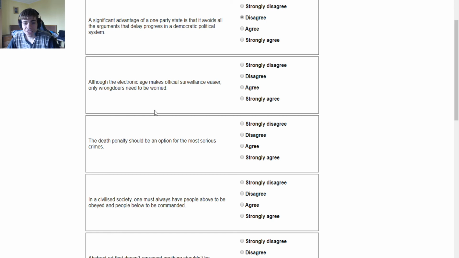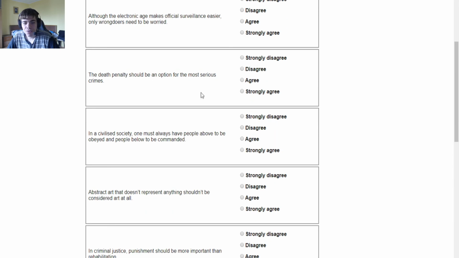The electronic age makes official surveillance easier. Only wrongdoers should be worried. No, we saw how it can be misused quite easily. The death penalty should be an option for more serious crimes. No, I am strongly against the death penalty, and it's been shown many times that there are many problems with it. It doesn't act as a deterrent. It doesn't save the state money.